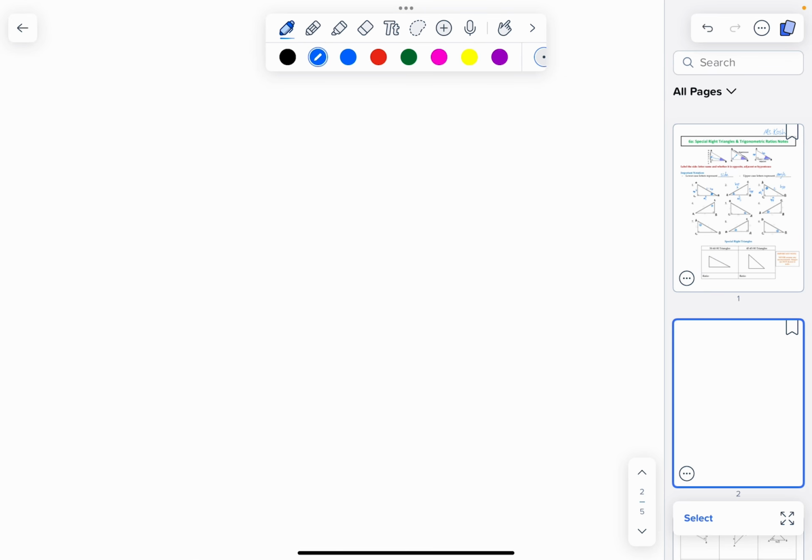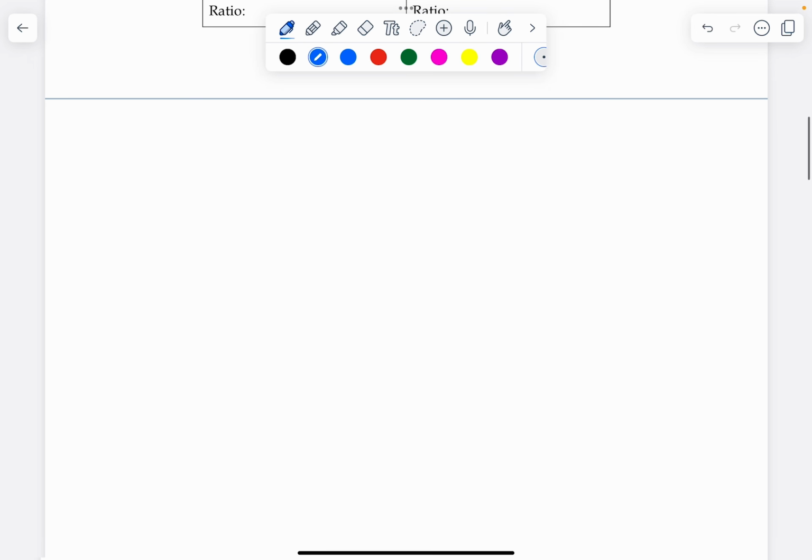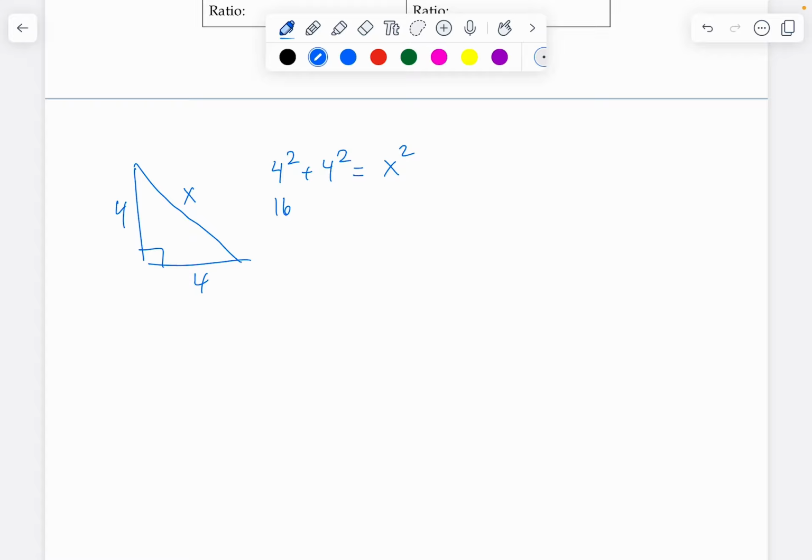If I have a triangle, and this side has a length of 4 and this side has a length of 4, and I'm trying to find this, I can use the Pythagorean theorem and get 4 squared plus 4 squared is equal to x squared. This is 16 plus 16 is equal to x squared. I get 32 is equal to x squared. Then I can square root. I'm not going to do the plus or minus because it's a side length and we only want a positive side length.